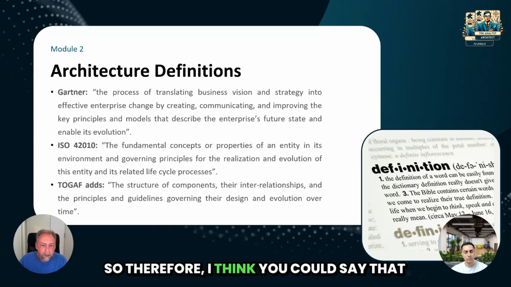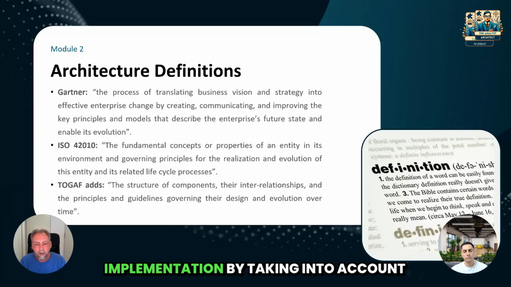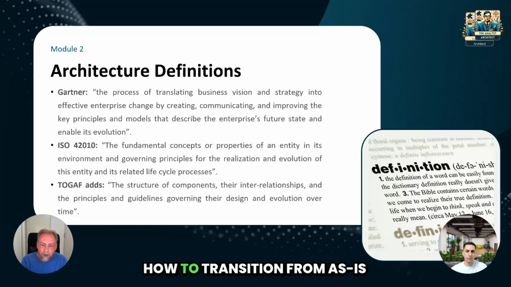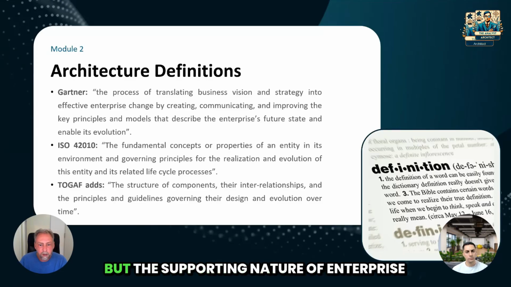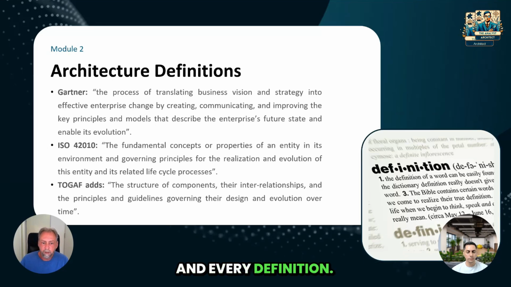So therefore, I think you could say that enterprise architecture is defined generically as helping an organization translate its strategy into a feasible implementation by taking into account frameworks and guidelines and clarifying how to transition from as-is to to-be, or current to future state. So, like I said, that's quite a mouthful, but the supporting nature of enterprise architecture clearly shines through in each and every definition.